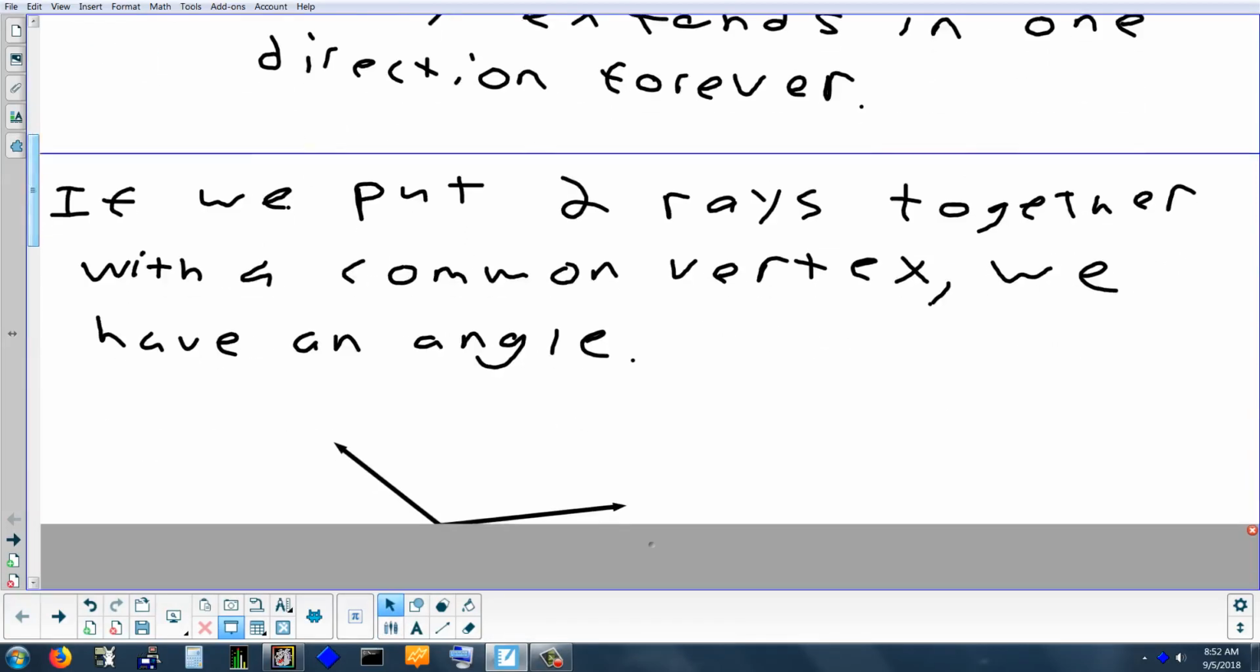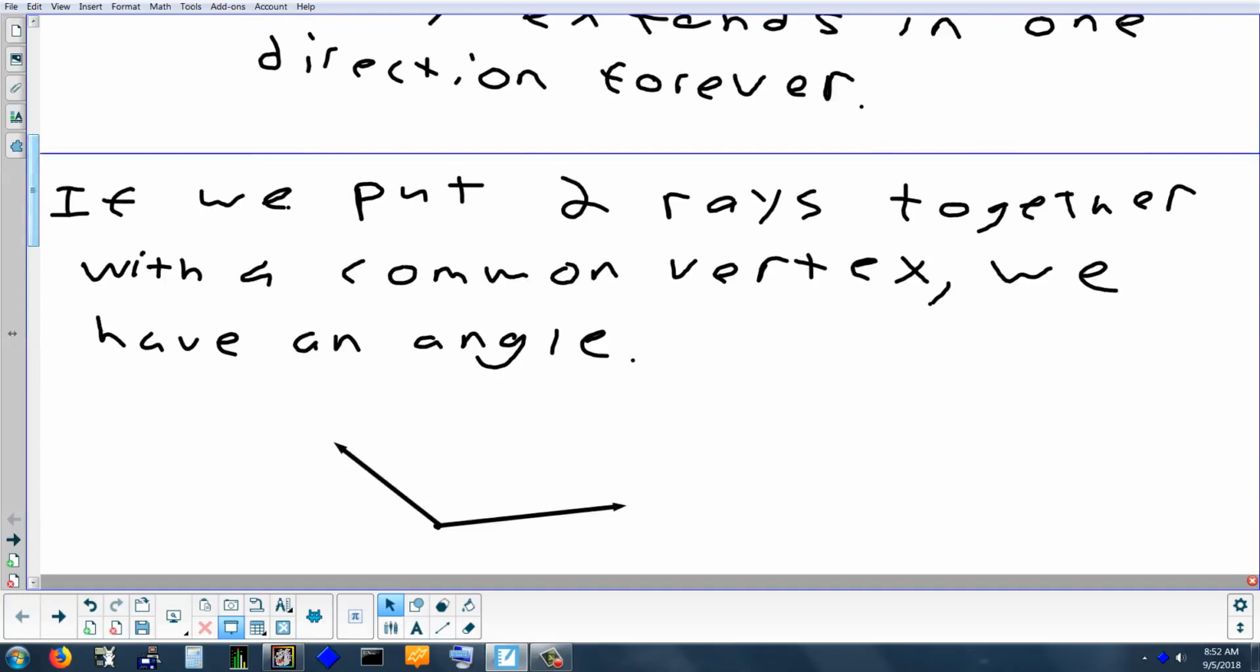And there's another example right there. Now, technically, there's two angles there. There's the one on the inside, but then there's also the one on the outside. Generally, we're talking about the one on the inside, a short way you could travel between the two rays.